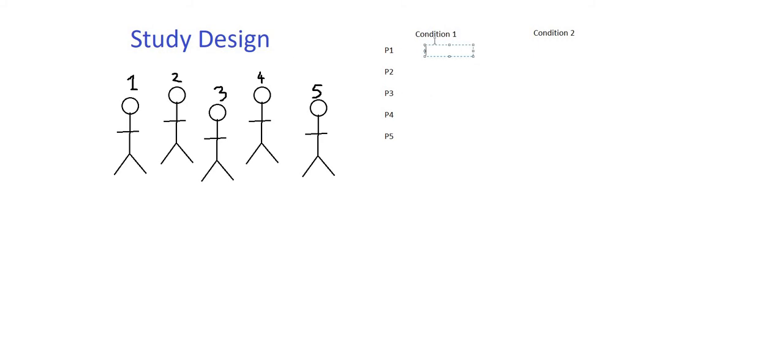We'll just make up some data now. So let's say participant 1 got 3 for this particular measurement, doesn't matter what it is. Second one got 3.2, the next one got 4.2, participant 4 got 3.8, and participant 5 got 4.1. And of course we would have the same for condition 2.